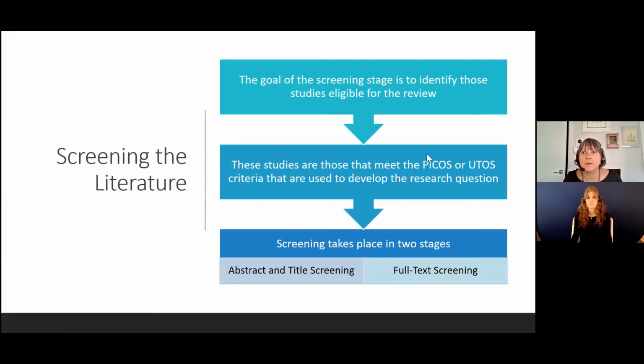Okay, so moving on. Now we're going to assume that you've completed your literature search and you've got all your studies ready to screen. The goal of the screening stage is to identify those studies that are relevant for your question. These studies are those that meet the PICOS and UTOS criteria that we talked about just a few minutes ago. We usually screen for a systematic review in 2 stages. In the first stage, we screen just the abstract and title, and in the second stage, we use the full text screen. We screen the full text of what we think are potentially relevant articles.